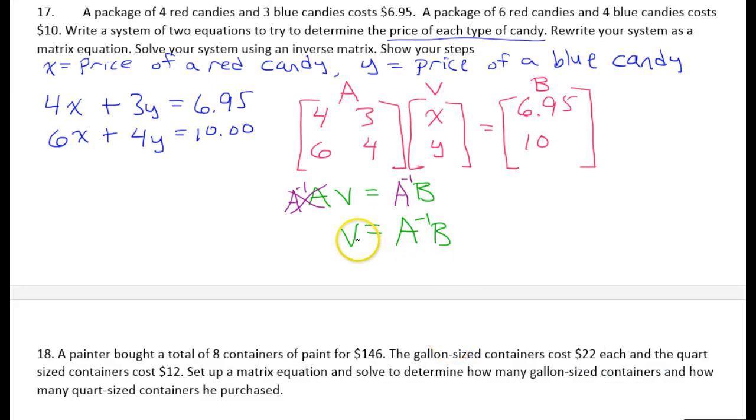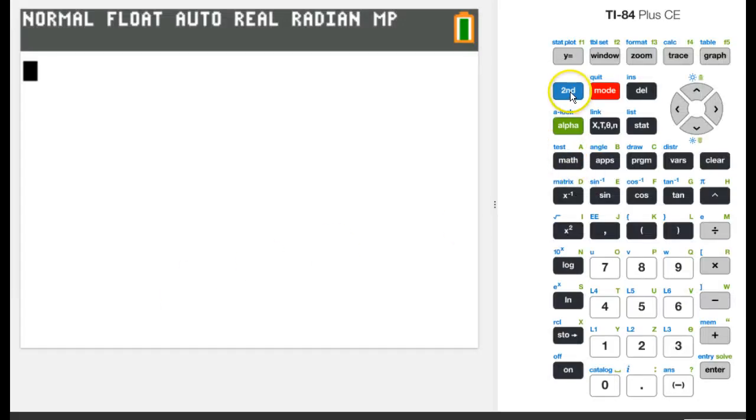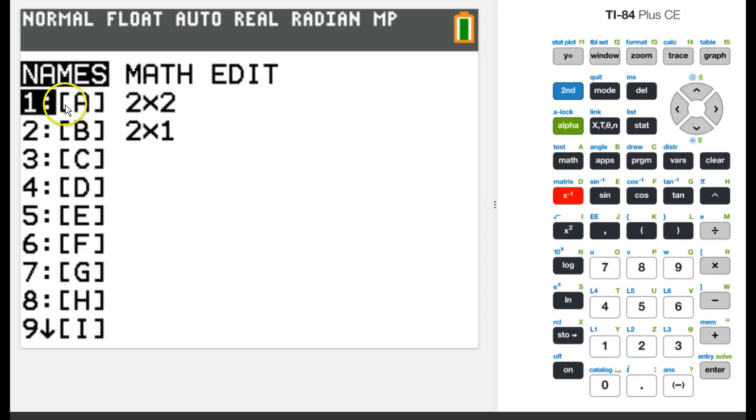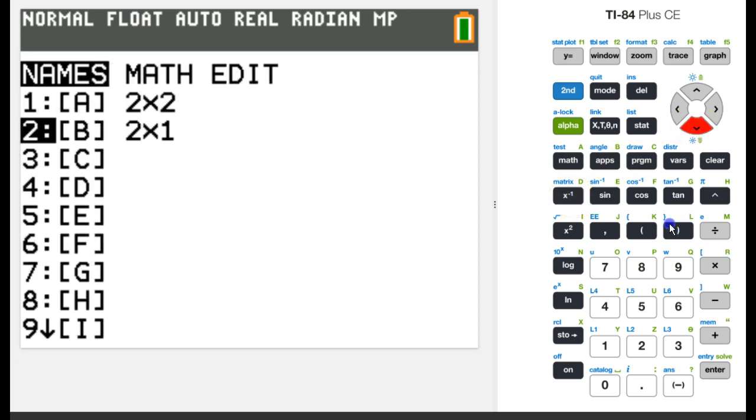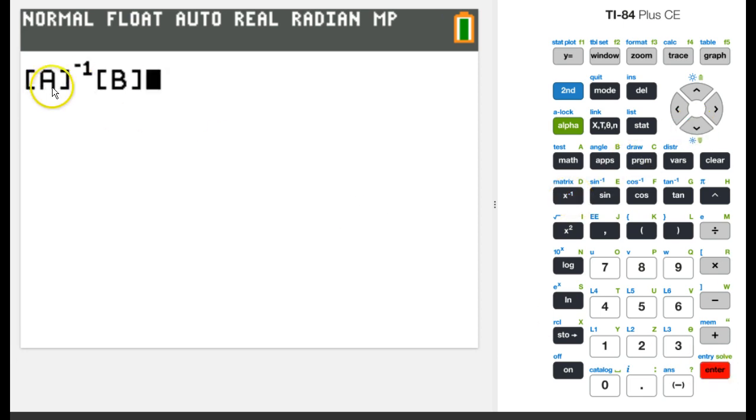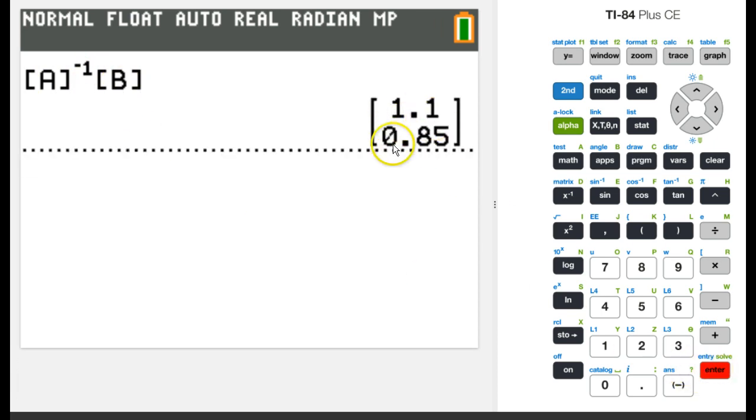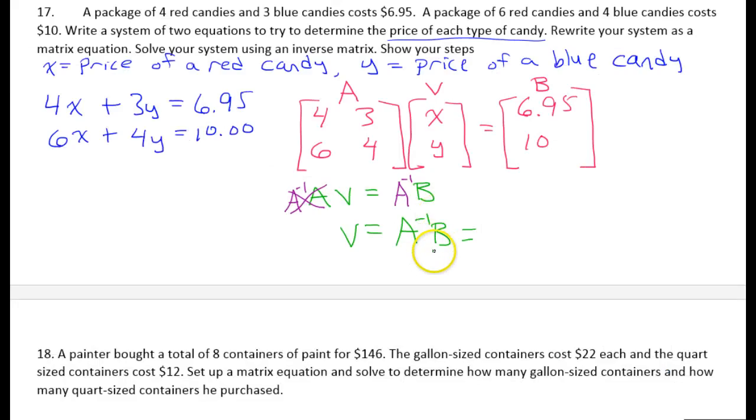So, as we said, the variable matrix will equal A inverse times B. So that's what we need on the screen. So we go back to the matrix area again. This time we stay right here under names and hit enter. That's A. Hit this little x -1 superscript button. That makes this A inverse. Go back to the matrix area again. Slide down to matrix B. This is A inverse times B. Boom! 1.1 and 0.85.